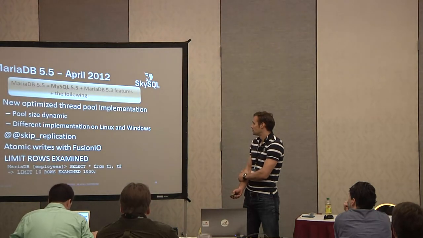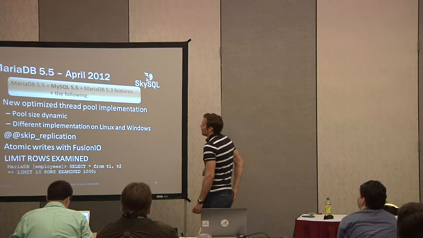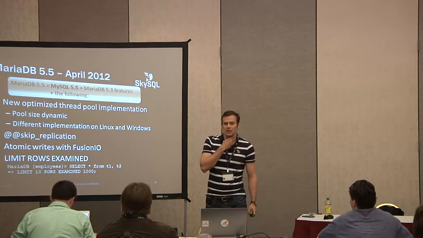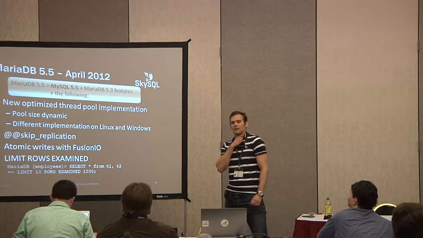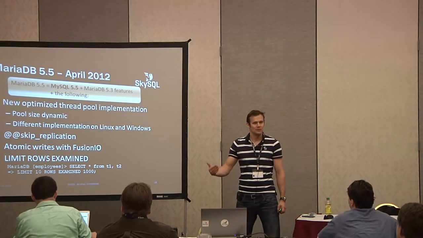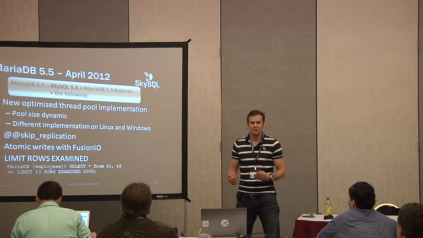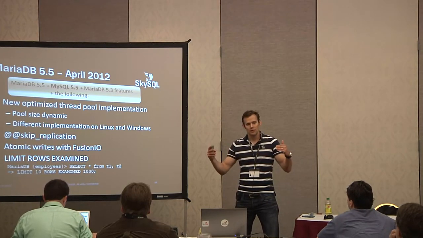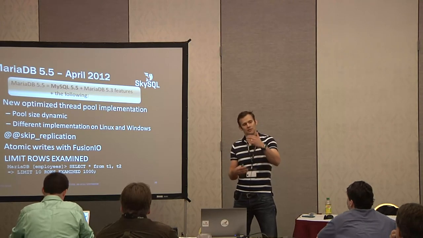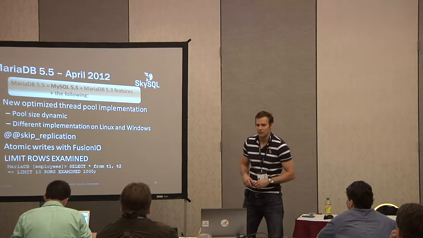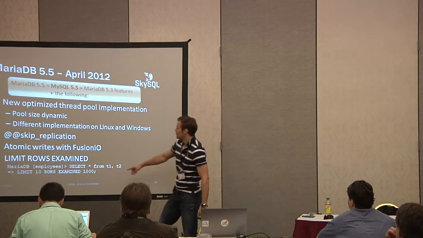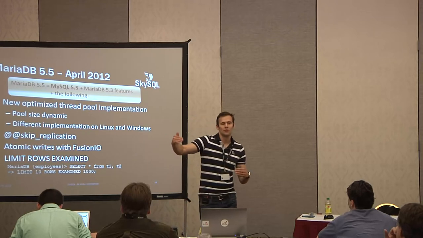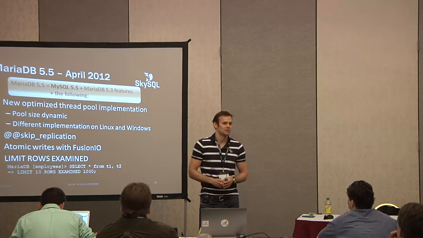And another feature which is really silly. It's pretty much useless. It's limit rows examined. So typically MySQL has a limit. You do a select limit 10, which means you only get 10 rows in your select. However, if there's a huge join before, it will create the join result before giving you the 10 rows. So now you can have a limit rows examined, which means that if you only examine this many rows in the join or whatever, it will stop and give you whatever result it has come to.